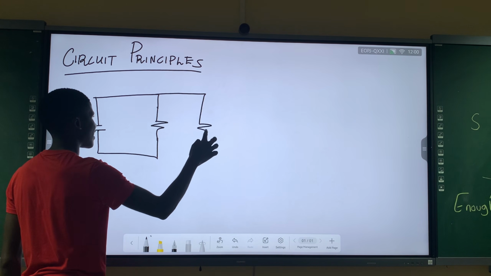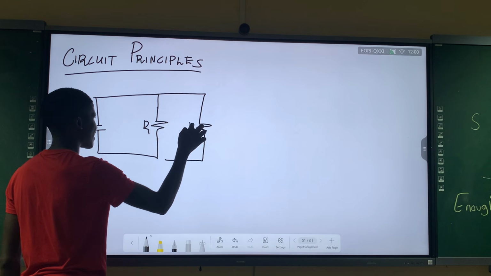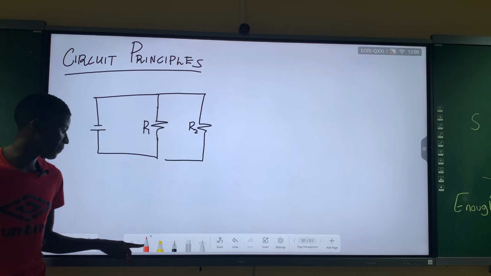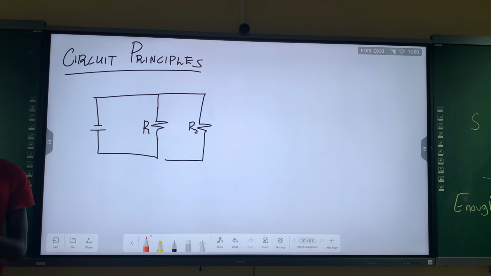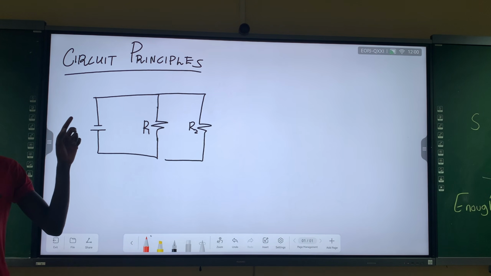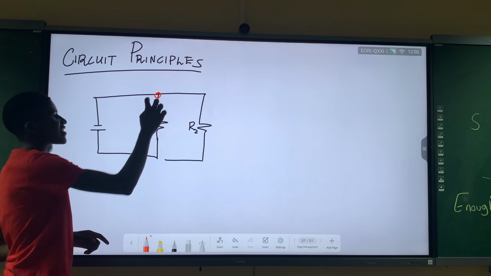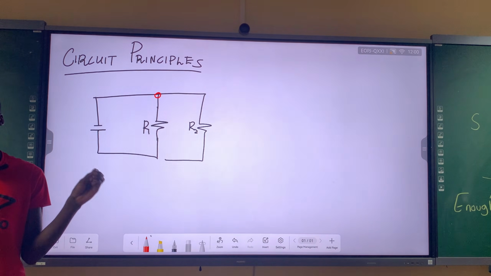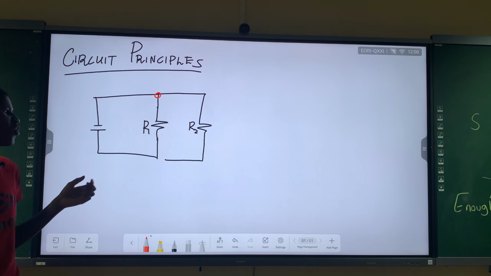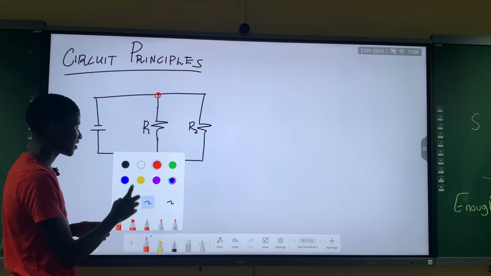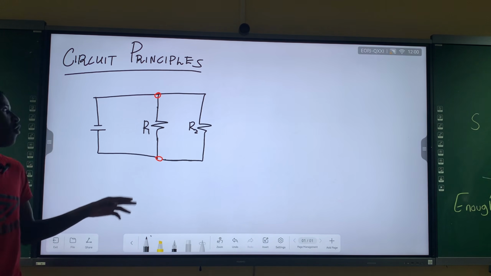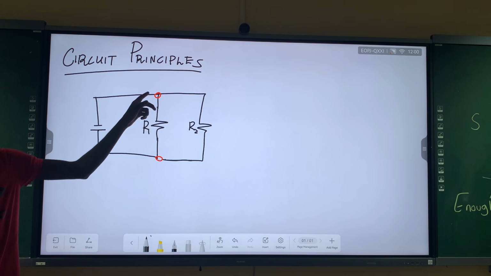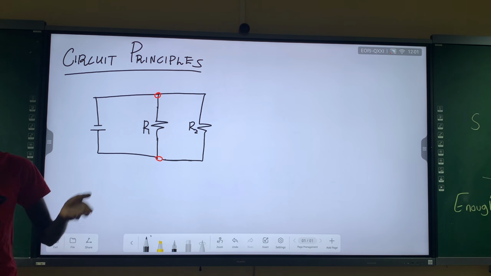So in an electric circuit, there are two terms: node and loop. When we talk about a node, we are just talking about a point in a circuit where current passes through. A node is just a point where current passes through. The common name is a terminal. You can say it's a node or a terminal, as long as it's any point where current passes through.